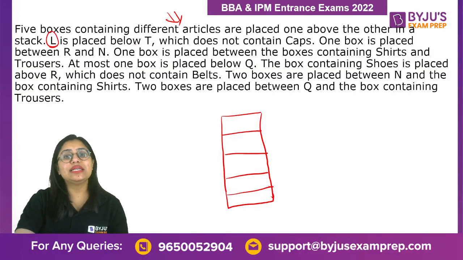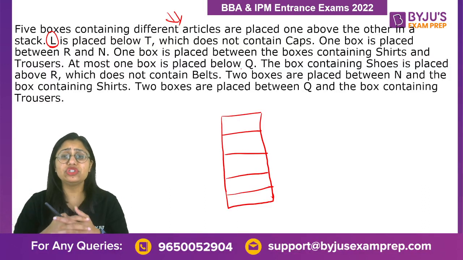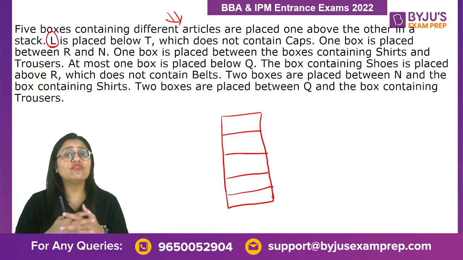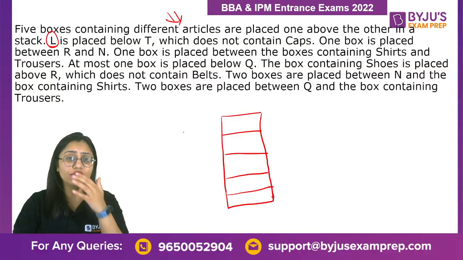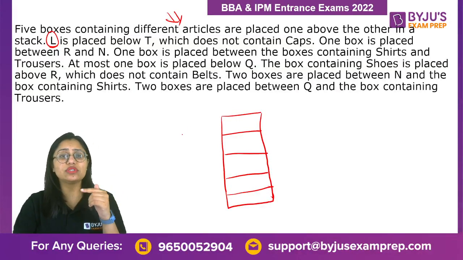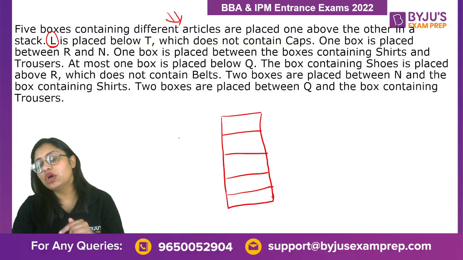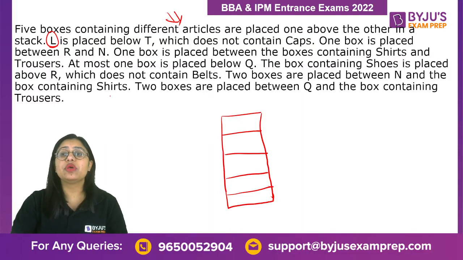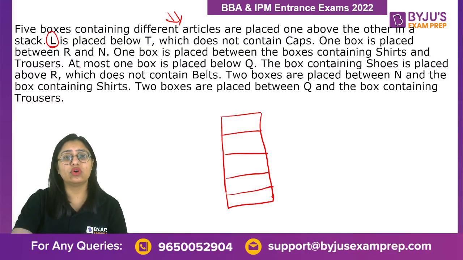L is placed below T, which does not contain caps. So the information is very confusing, because you do not know where to start. So start looking for a statement which can give you something like, okay, this is box number 2 from top or third from below, to get things like that. One box is placed between boxes containing shirts and trousers at most. Now this one looks good.